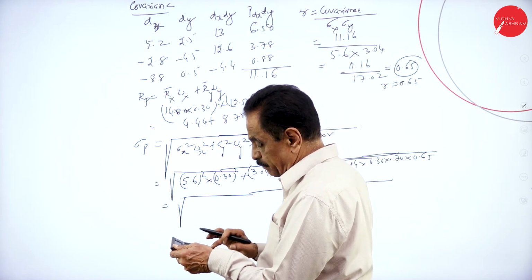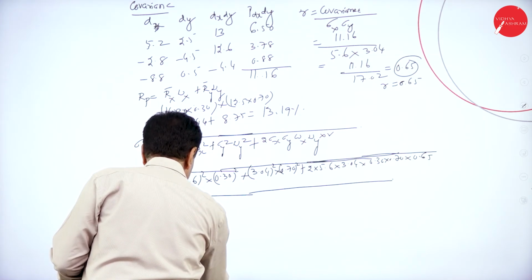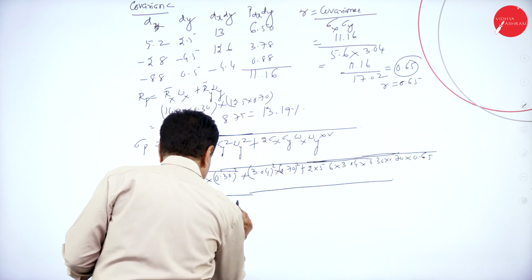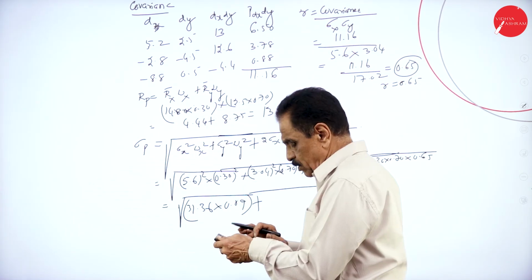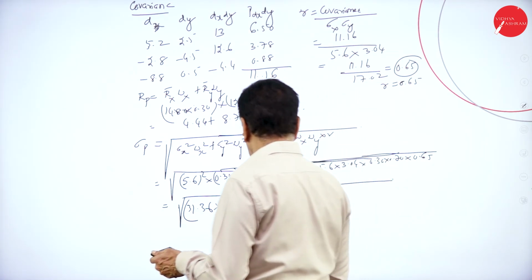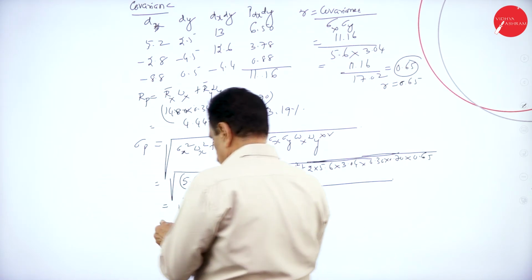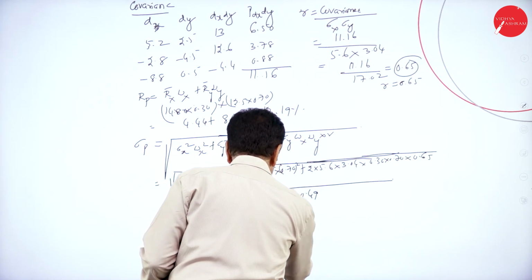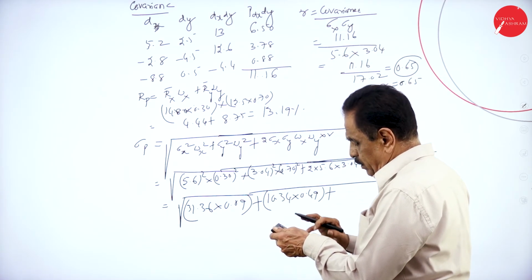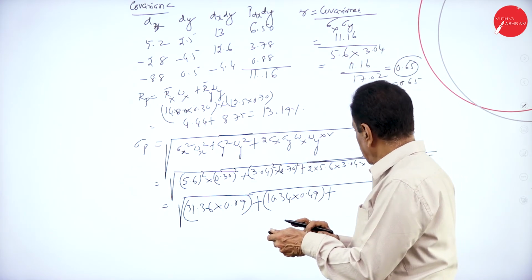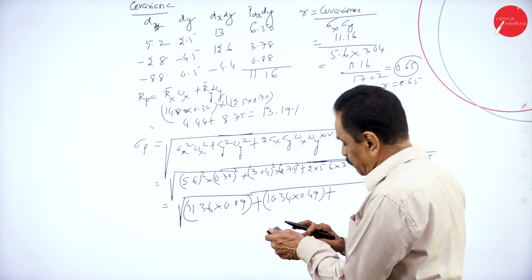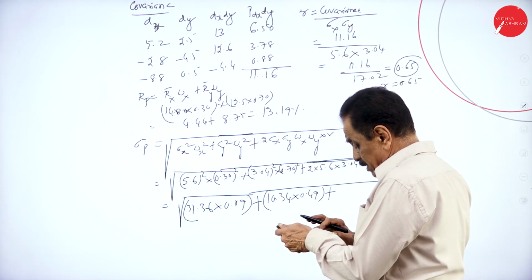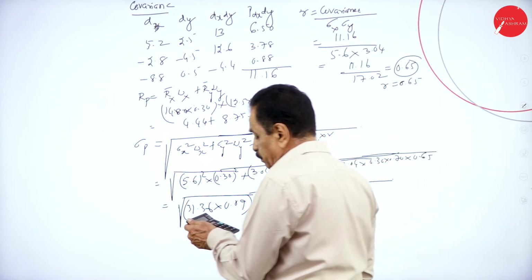Is equal to root of 5.6 into 5.6, 31.36, into 0.30 into 0.30, 0.09, plus 3.04 squared, 10.34, into 0.70 into 0.70, 0.49, plus 2 into 5.6 into 3.04 into 0.30 into 0.70 into 0.65, 4.65.